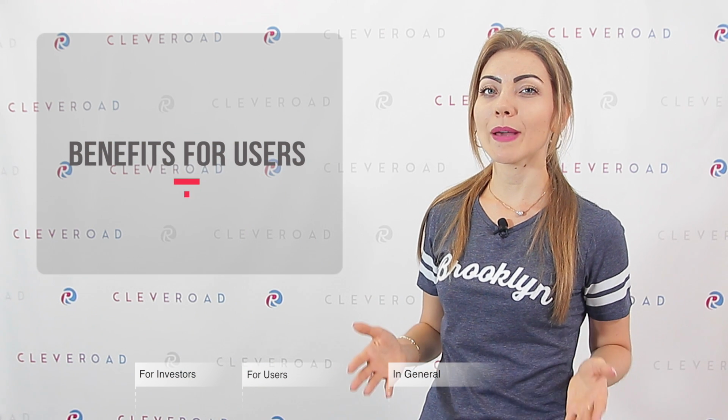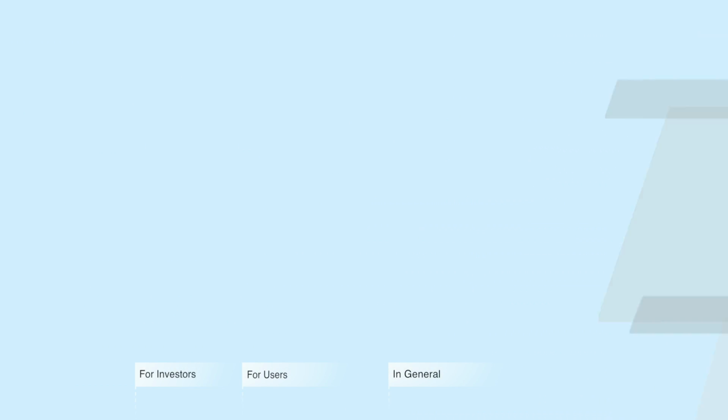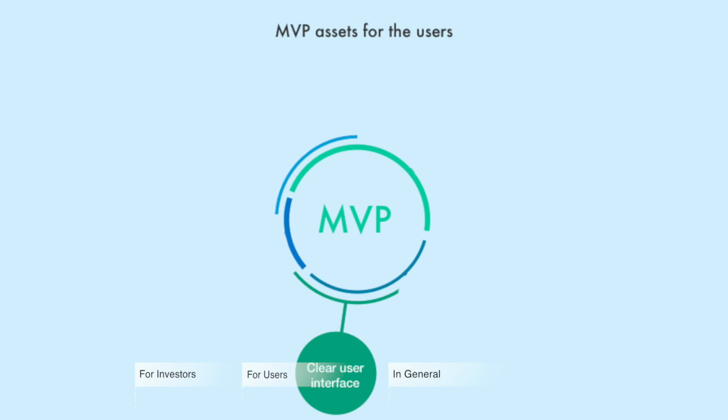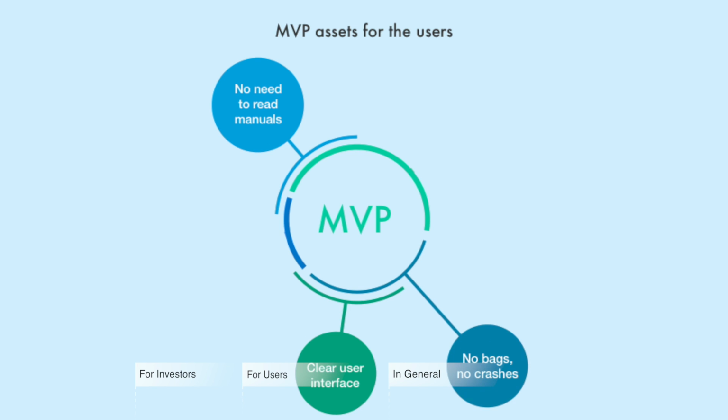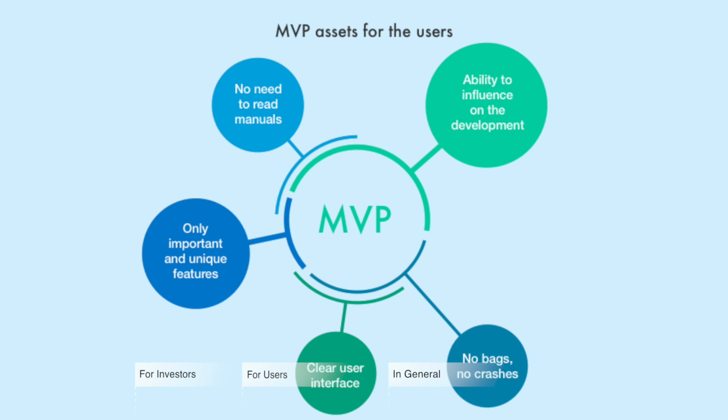Well, how do users benefit with MVP? Small apps have a clear interface and are easy to use. Users don't need to read manuals to learn how to use an app. MVP applications usually work seamlessly, without crashes. And there are no useless features, only the most important and unique ones. Moreover, users can influence the development process, which engages them to participate and use the app even more.